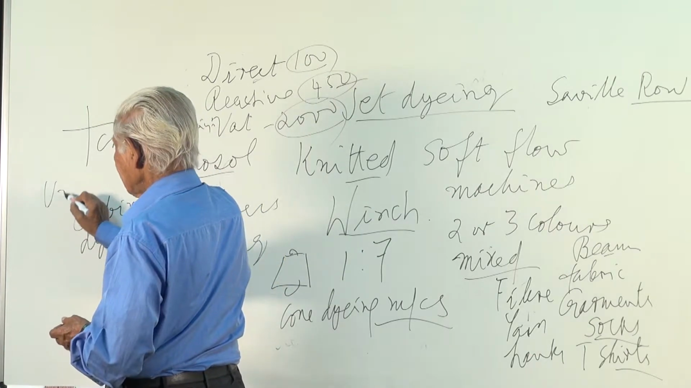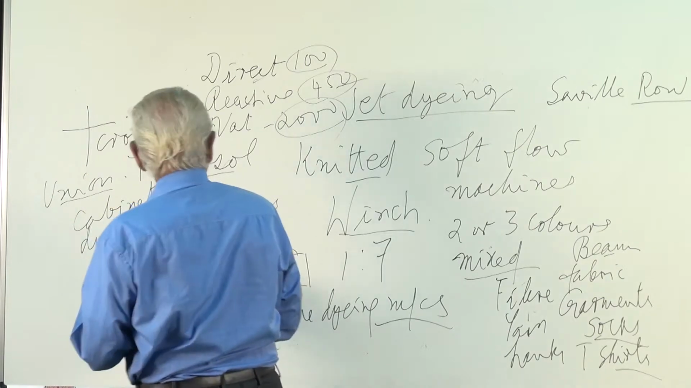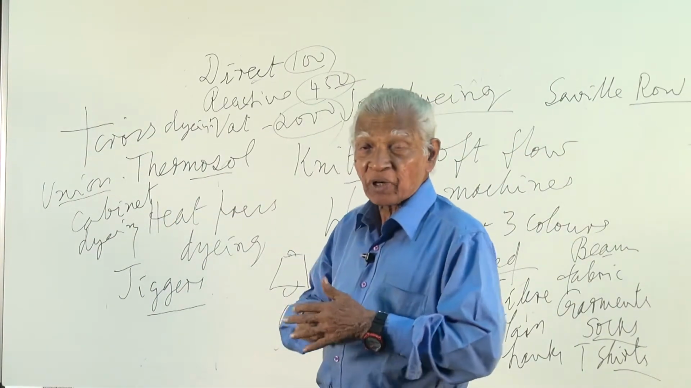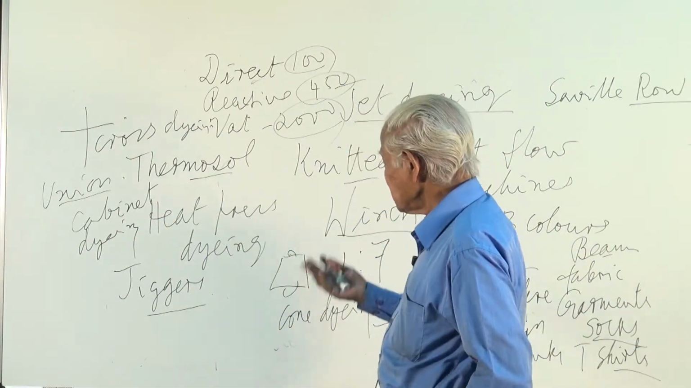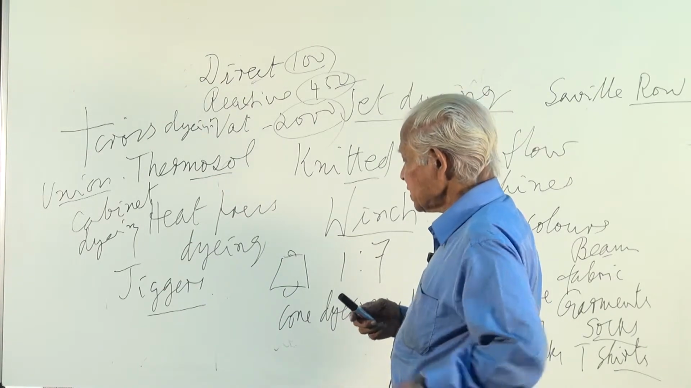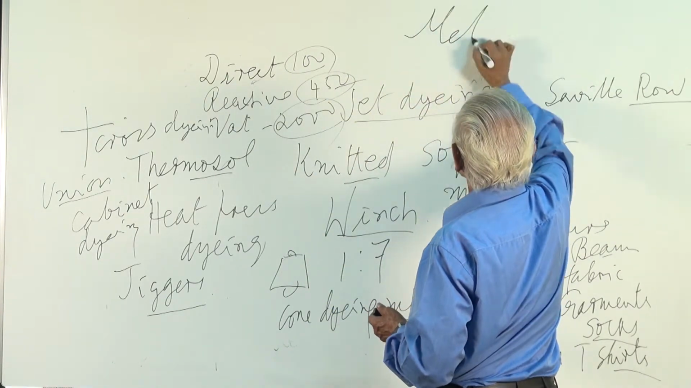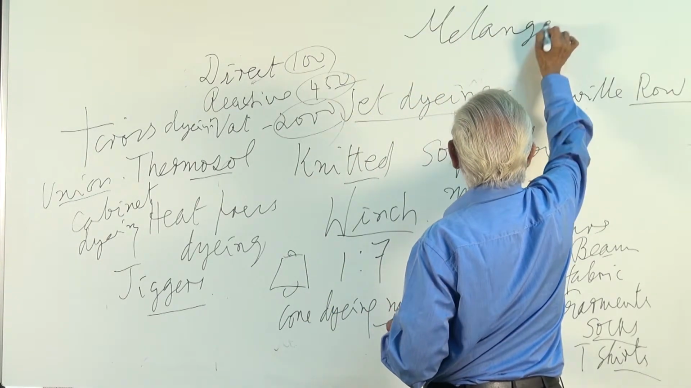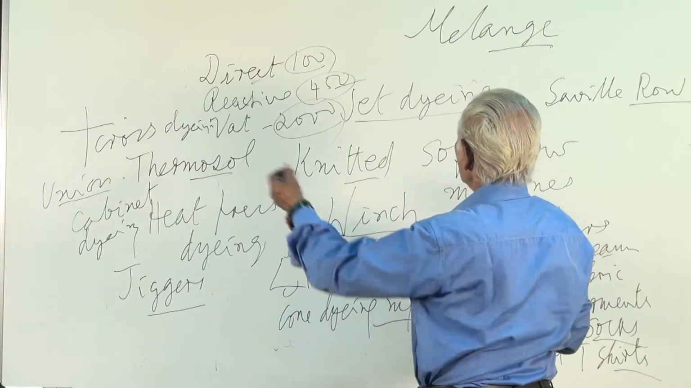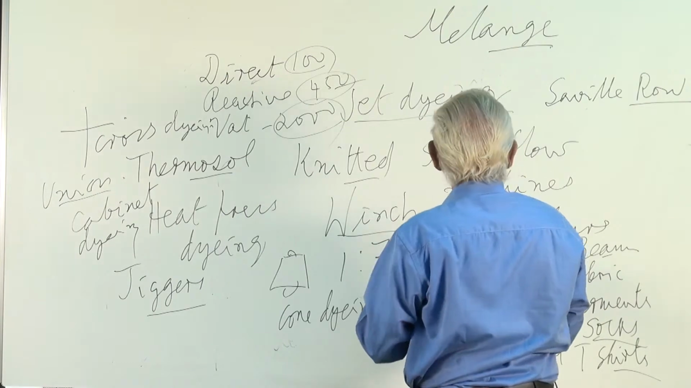Union dyeing, that is, when fabric as a whole is dyed, is called union dyeing. So different names are given for the products which are dyed by different methods. And I also mentioned these melange yarns, in which a certain proportion of the fibers is dyed and then mixed with the undyed material to create certain effects in the fabric.